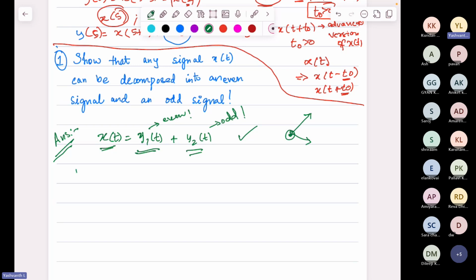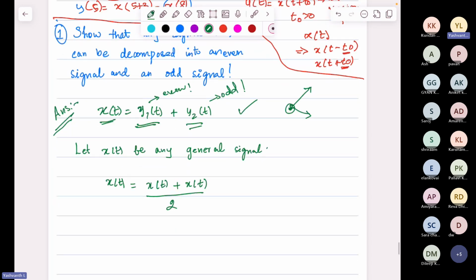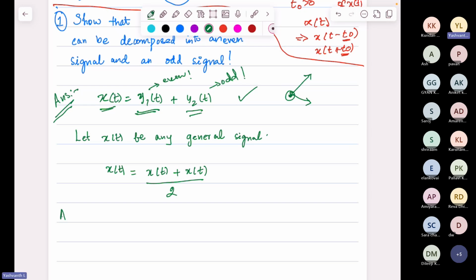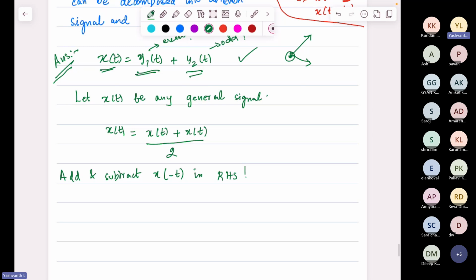Now let's do the answer. Let x of t be any general signal. Now I can write x of t as x of t plus x of t by 2. I'm just adding two times and then dividing by 2. This is the same; there's no magic I'm doing. Now what I will do is add and subtract x of minus t on the RHS. What do I mean by that?